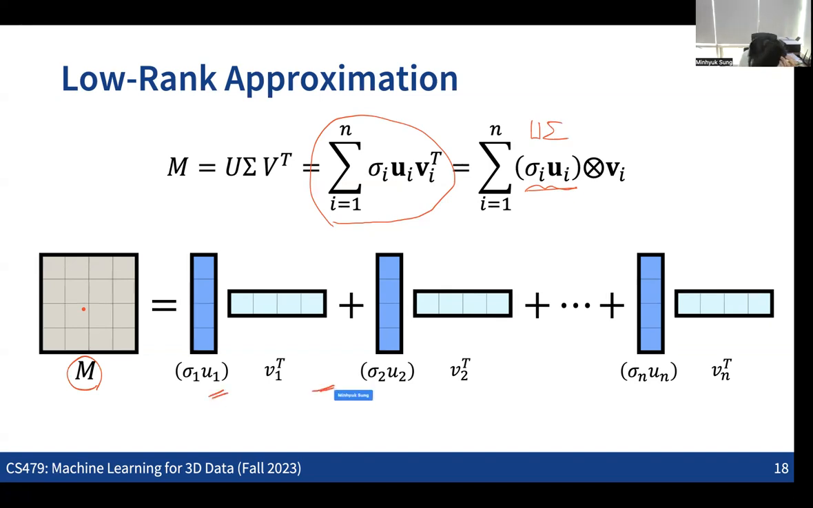Once we do the SVD decomposition, we can rewrite the same matrix M as the sum of N components of outer products. The outer product means taking the product of two vectors in a way that we get a matrix of the same size as M. Does it make sense?